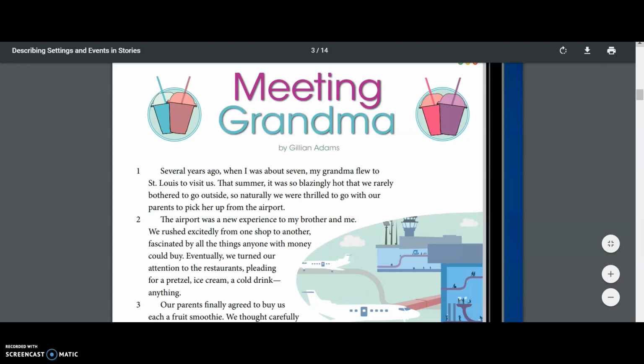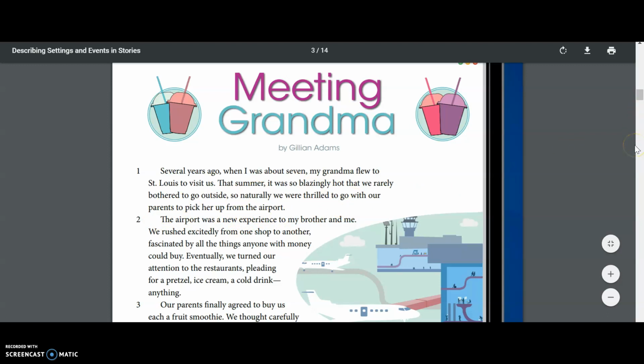For this very first round, I'm going to read it to you, and then you all will have the opportunity to read on your own to find more details. If you would please follow along, we're starting at paragraph number 1. Several years ago, when I was about 7, my grandma flew to St. Louis to visit us. That summer, it was so blazingly hot that we rarely bothered to go outside. So naturally, we were thrilled to go with our parents to pick her up from the airport.